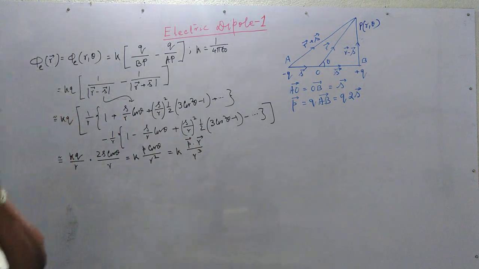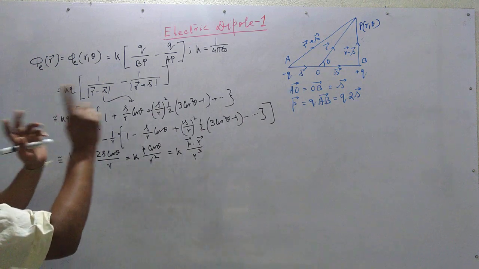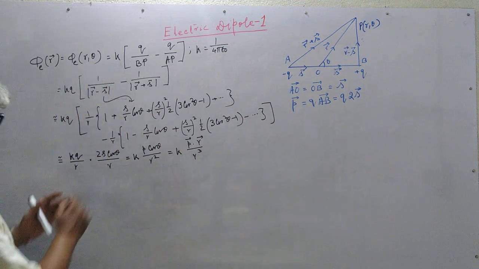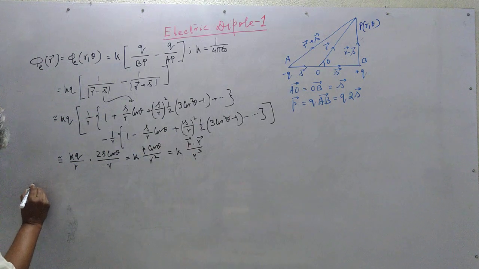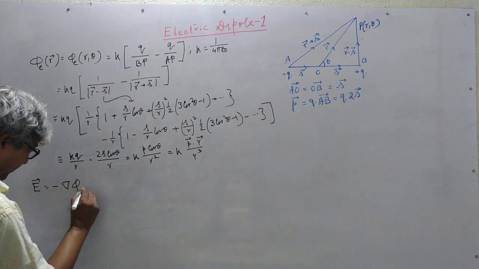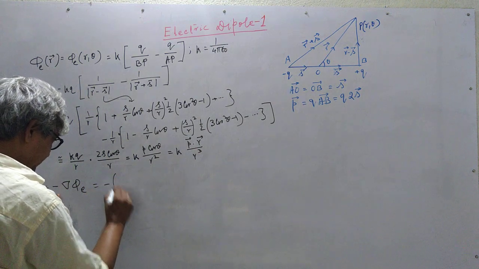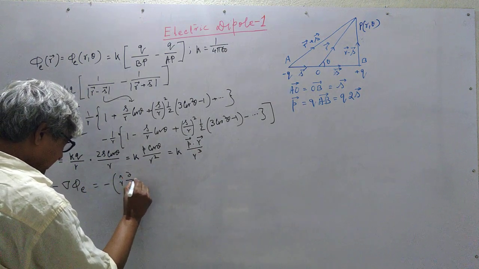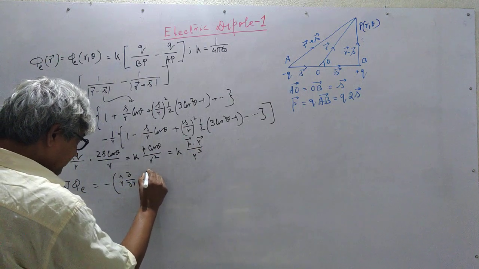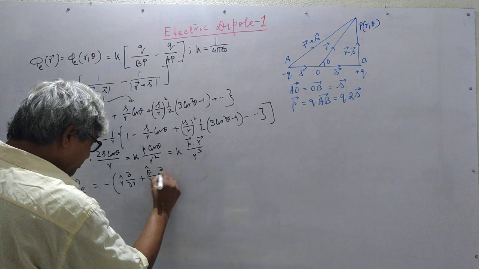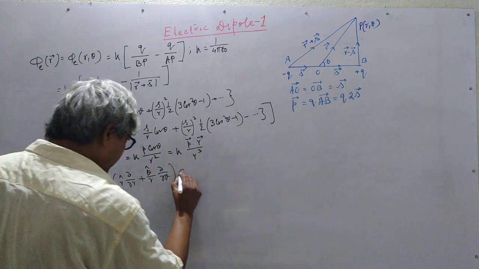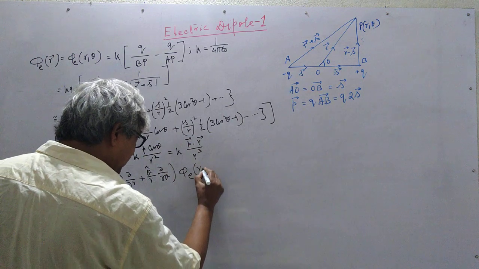Now we come to calculation of field. Field can be calculated in different ways. One way of calculating field: the radial and cross-radial components of field can be obtained by this. Now the field due to this dipole is minus gradient of potential. In polar coordinates, this comes out to be minus r cap del r plus theta cap by r del theta operating on phi e of r theta.